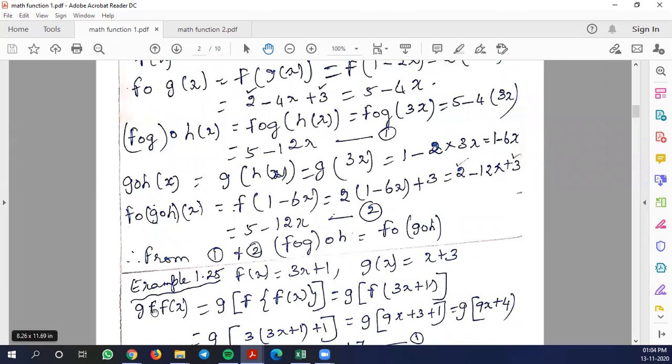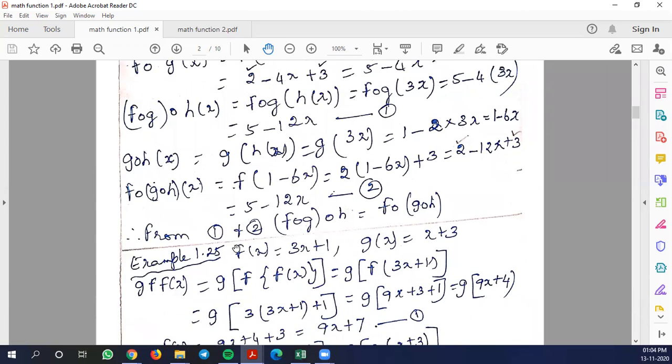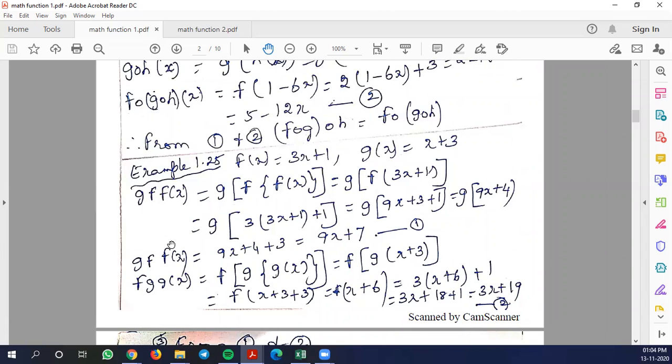Now example 1.25. Here again f of x is given, g of x is given, and we are going to find out g of f of x. g of f of x, that we are going to find out. g of f of x, that's equal to g of f. Now what is f of x? 3x plus 1. f of x is 3x plus 1. Now this full term is to be taken as x. 3x plus 1 is x.